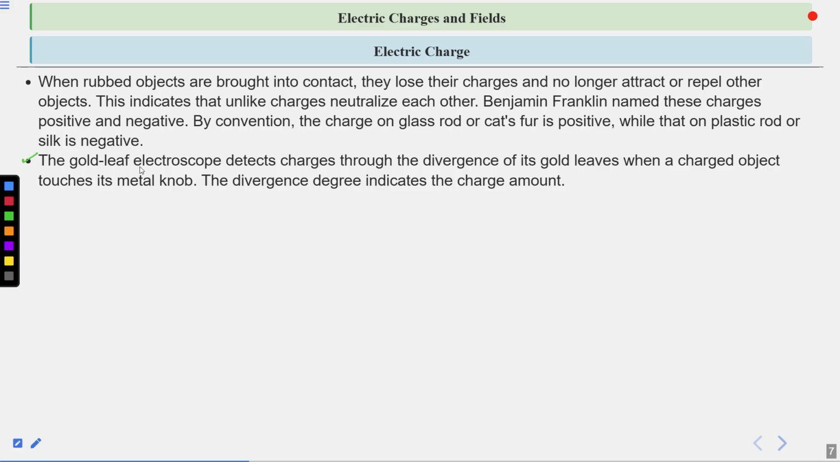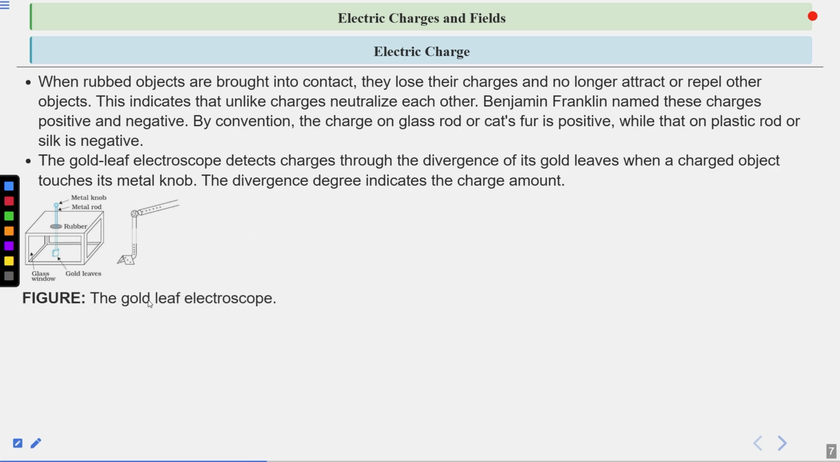The gold leaf electroscope detects charges. A gold leaf electroscope is an instrument that detects charges through the divergence of its gold leaves. When a charged object touches its metal knob, the degree of divergence indicates the amount of charge. Look here, this is the setup of the gold leaf electroscope. What is an electroscope? It is a device which is used to detect charge.